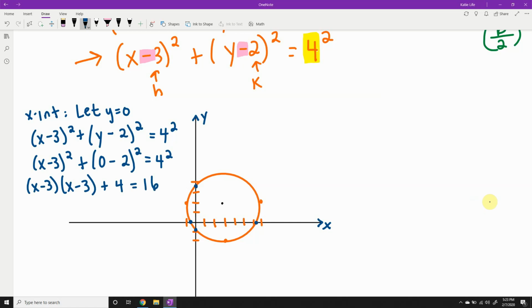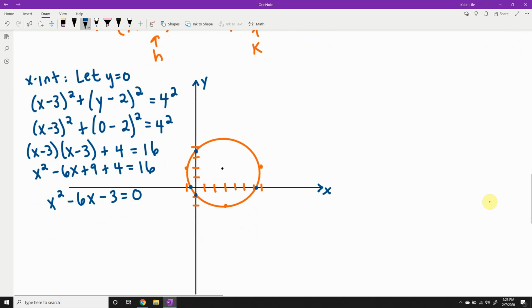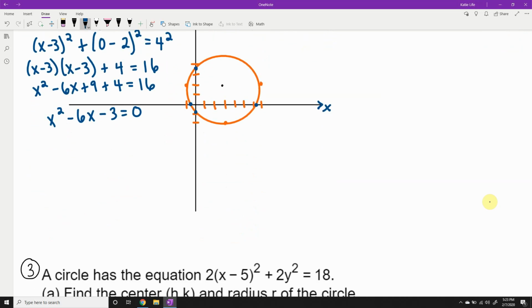All right, so now we've got x squared minus 6x plus 9 plus 4 equals 16. Well, 9 and 4 is 13. If I subtract the 16 over, I would have x squared minus 6x minus 3 equals 0. Okay, well, I can't nicely factor this by looking for two things that multiply to be negative 3 and add to be negative 6, but I could use my quadratic formula to solve for my roots of this equation. So x is equal to the opposite of b, which would be positive 6, plus and minus the square root of b squared, which is negative 6 times negative 6, 36, minus 4 times a, which is 1, times c, which is negative 3, all over 2 times a, which is 1.